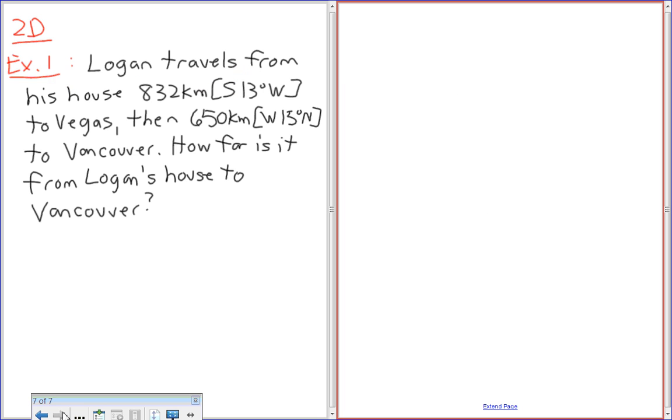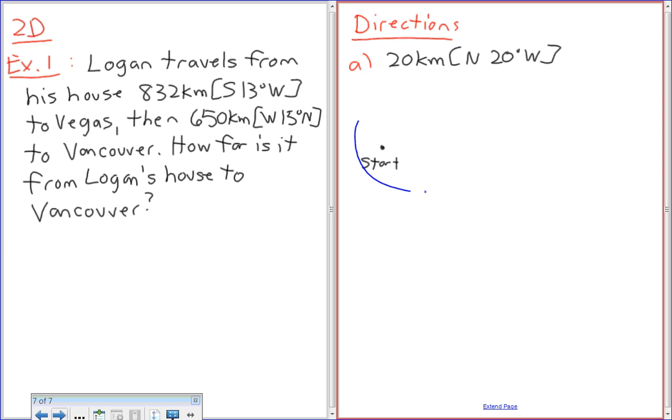For directions. Georgia, you know that? Okay, so if I do 20 kilometers north, 20 degrees west, what that's going to mean is, here's your start. Let's try again. This is underneath, sorry. This example one we're actually going to solve here in a sec. I want to leave a little bit of space for example one, if that makes any sense.